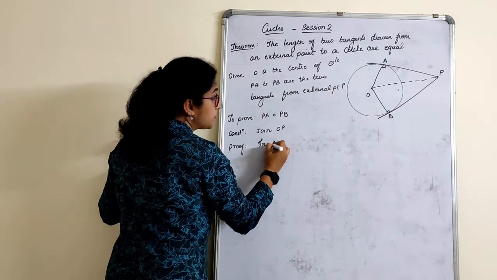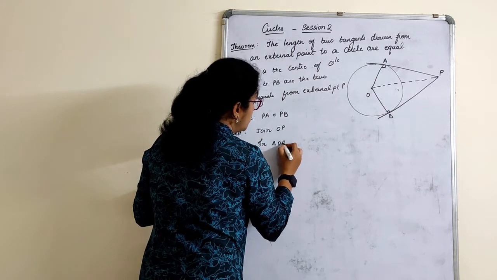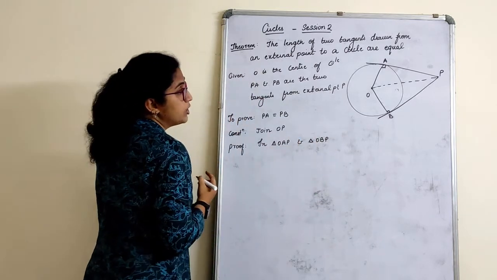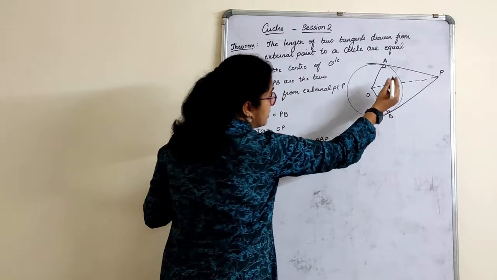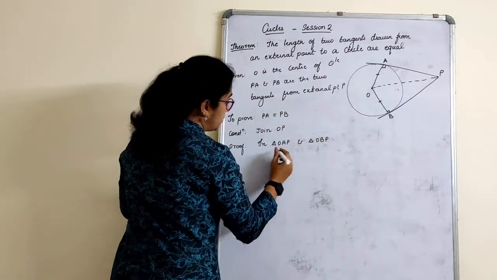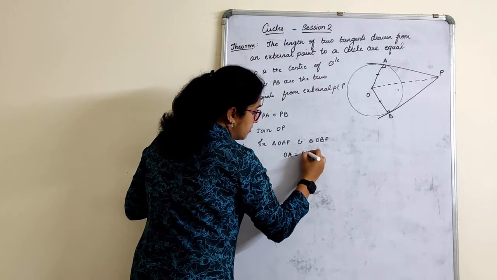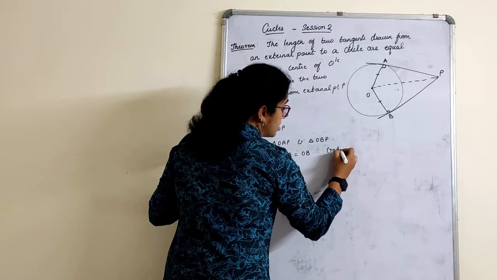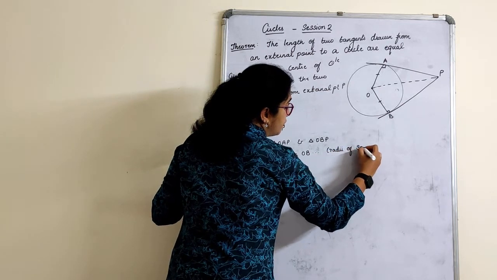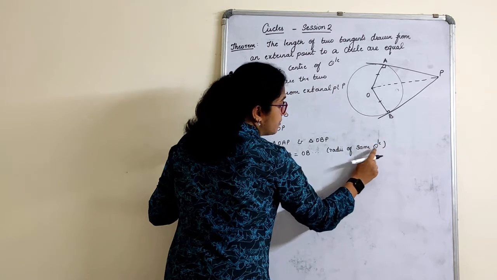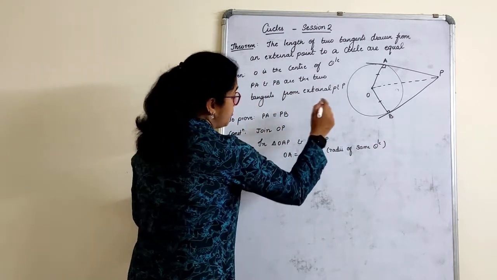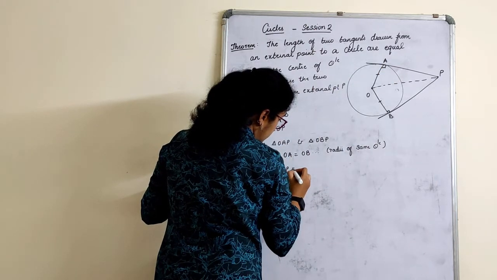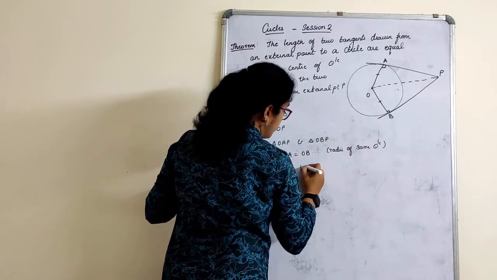In triangle OAP and triangle OBP, first of all, I can say that OA is equal to OB. Reason? Why is OA equal to OB? Because they are the radii of the same circle. We can use the circle symbol like this. Next, angle OAP is equal to angle OBP.